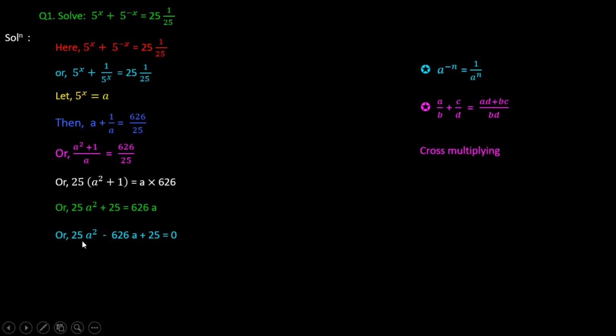Any equation of the form ax square plus bx plus c equal to 0 is a quadratic equation. We will find the value of a by middle term factorization. I have already made a video on middle term factorization. You can watch that video and consult from there, but I will explain here also.